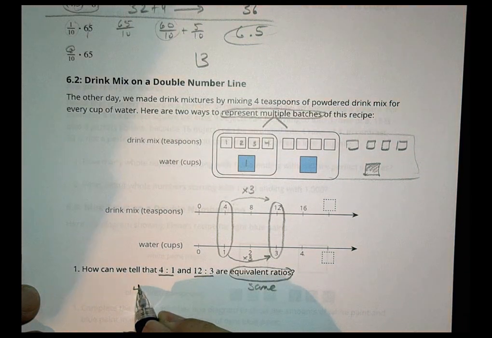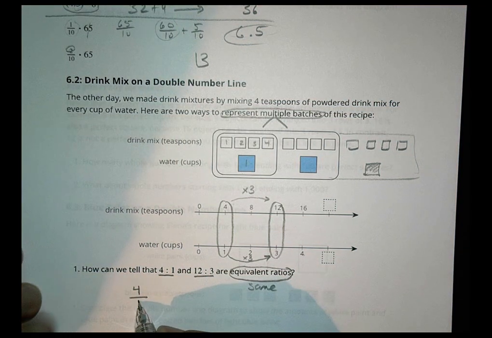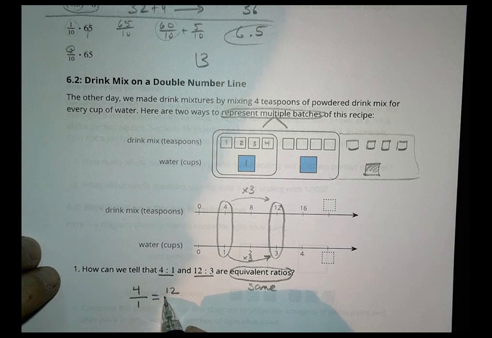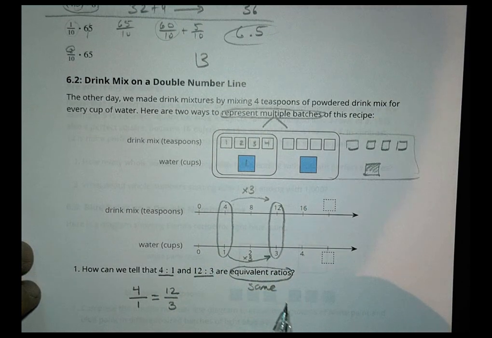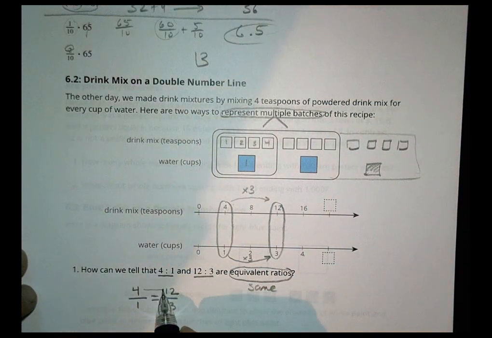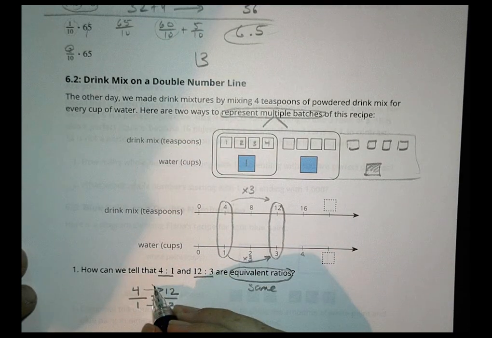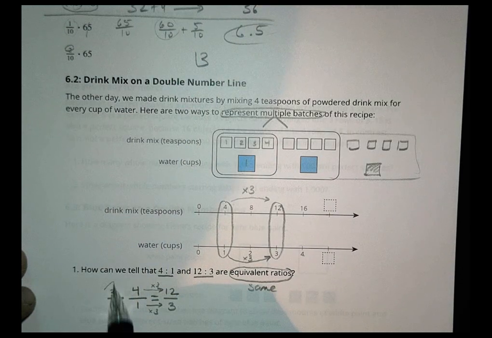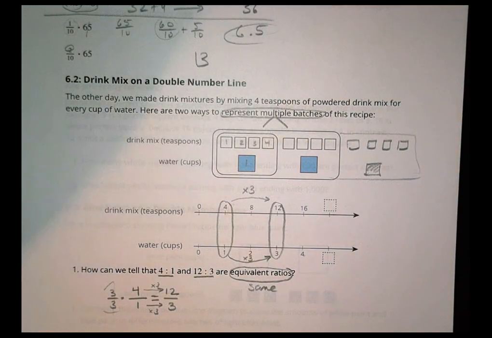I could write it out like this as well. I could say 4 teaspoons to 1 cup of water is now equivalent or equal to 12 teaspoons and 3 cups of water. And again, what I'm looking for is, as I go across this way, what is the relationship between the numerators and the denominators? It's a times 3 here and a times 3 there, right? I'm basically multiplying this whole thing by 3 over 3, which is equivalent to 1, right? That's all 1. And so I end up with 12 over 3, so it's the same ratio there, okay?